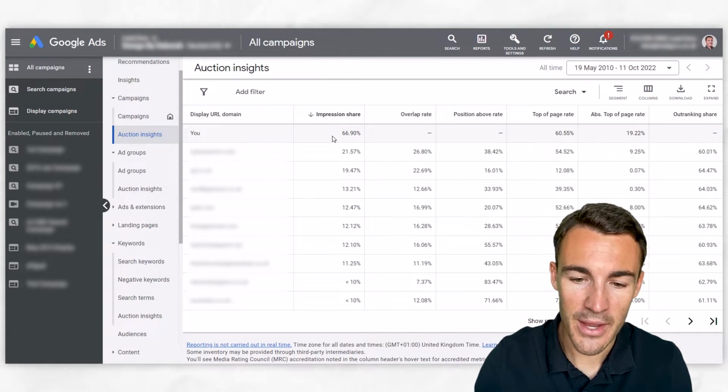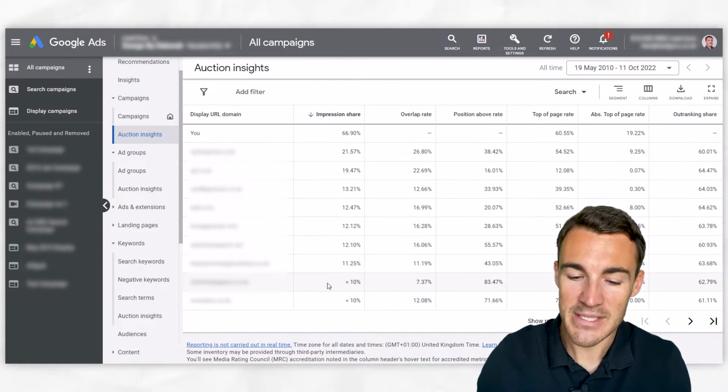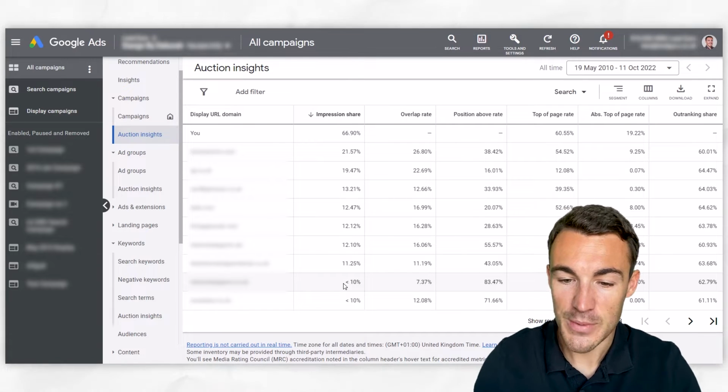So obviously you can go through here and see what the impression share is for your other competitors. Anything under 10%, by the way, when it comes to impression share, is just going to be given as less than 10%. You don't get more specific than that.